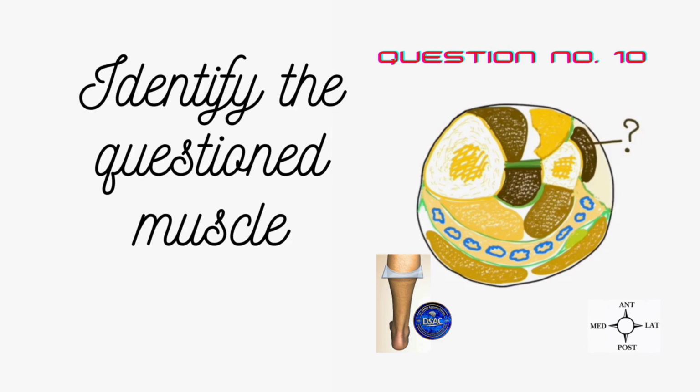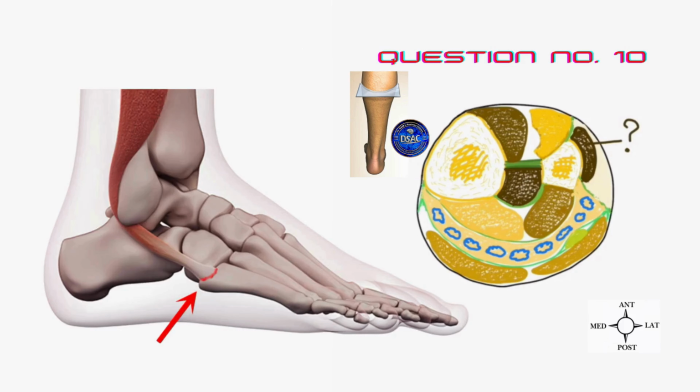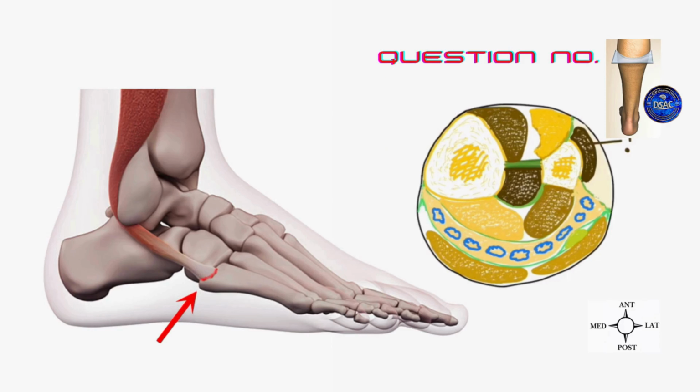Identify the questioned muscle. This is peroneus brevis or fibularis brevis muscle. It is critical for ankle stability and frequently injured in ankle sprains.